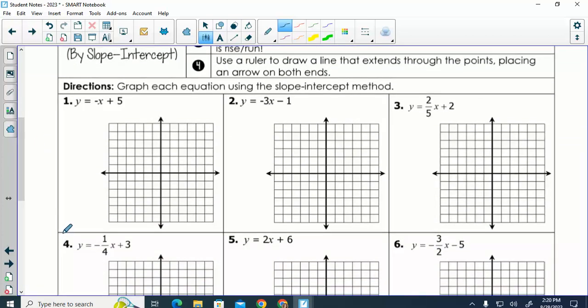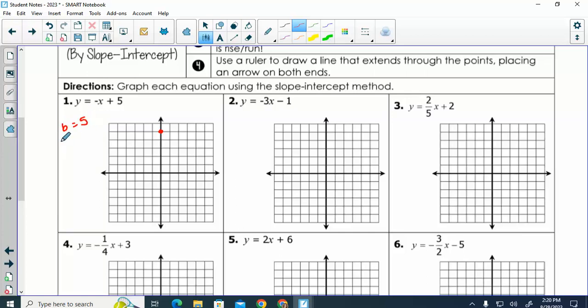So let's look at this. We need to know the slope and y-intercept. We start at the y-intercept. So the y-intercept is 5. So that means you hit the y-axis at positive 5. 1, 2, 3, 4, 5. There's a point on my graph.